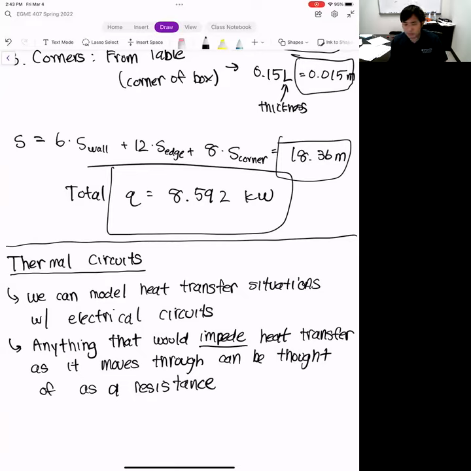Heat is kind of the same way. Heat will naturally want to travel from high temperature locations to low temperature ones, and if it could, it would move from the high temperature to the low temperature at very, very high speeds.